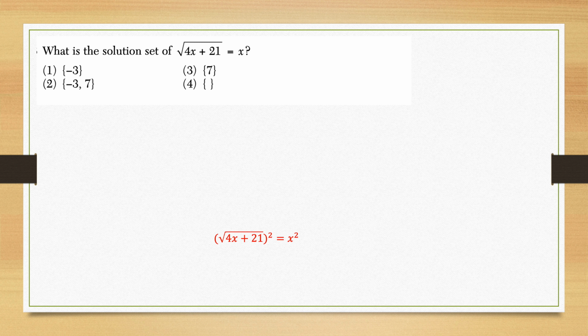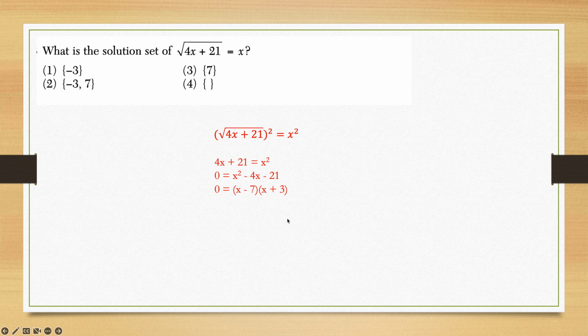Okay, so I square both sides, and I get 4x plus 21 is x squared. Then I've got to get it all on one side, so I get 0 equals x squared minus the 4x minus the 21. Factor, I get x minus 7 times x plus 3. Maybe it's the guy on the left. Maybe it's the guy on the right. Adding 7 to both sides, I get 7. But as we mentioned before, negative 3 is an extraneous root because I cannot get a negative out of a square root unless I put a negative in front. So 7 is the only answer. Choice 3.